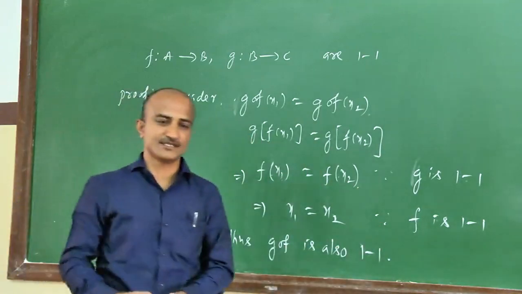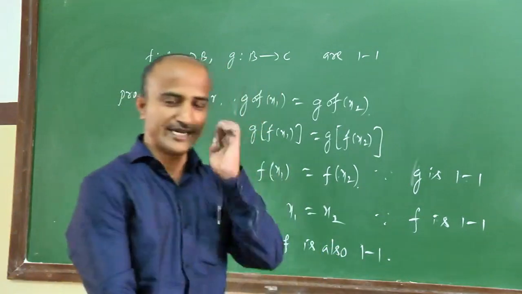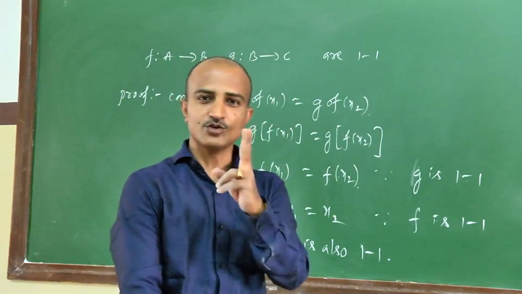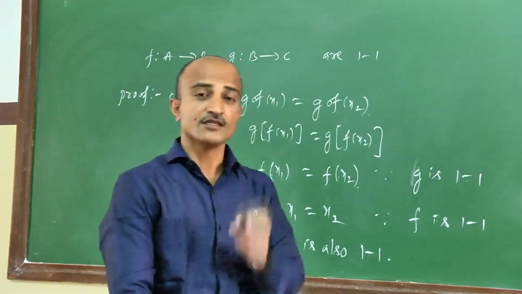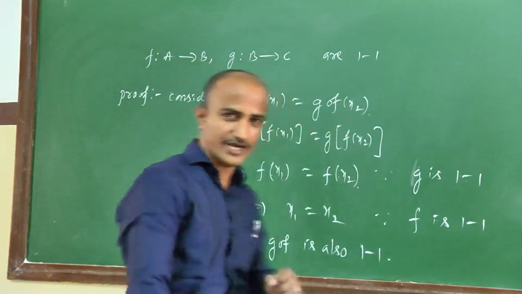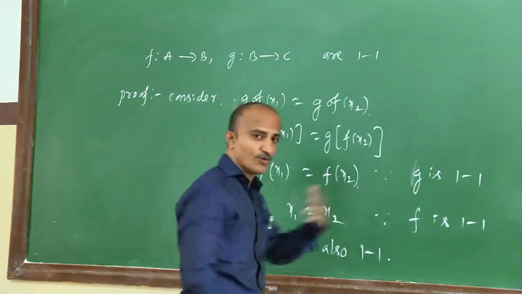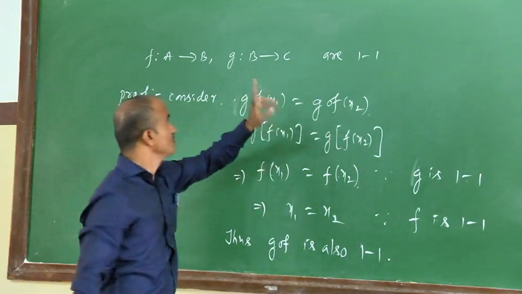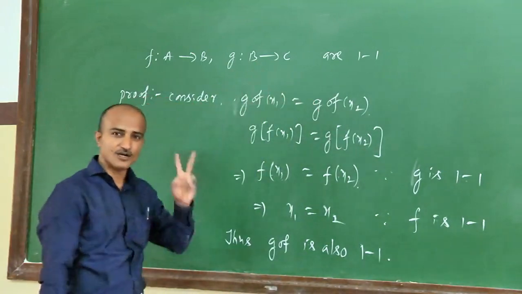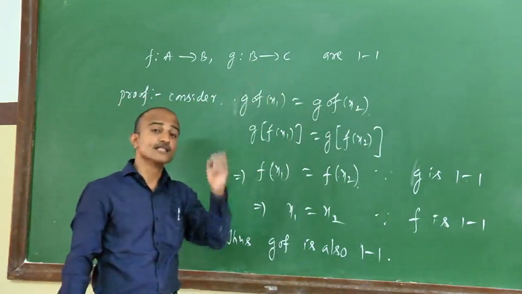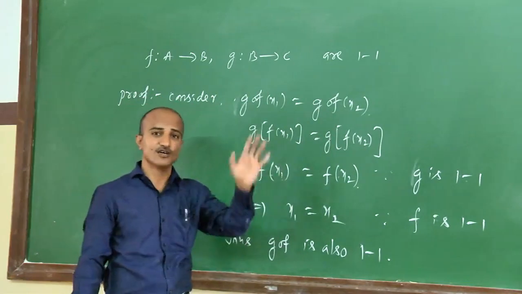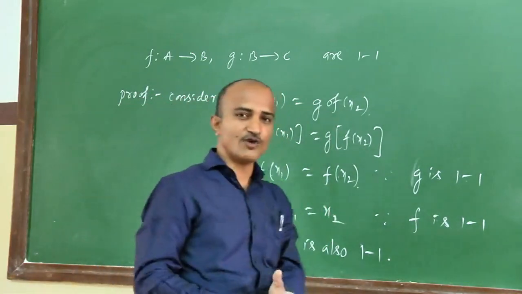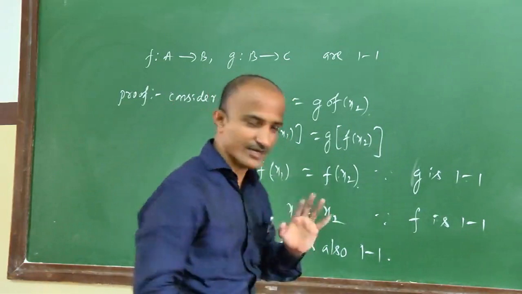So in examination, they will ask for 2 marks: show that if f from A to B and g from B to C are two 1 to 1 functions, then gof is also 1 to 1. Now we shall discuss one more property of the composite function. If f and g are 2 onto functions, then their composition gof is also onto. For onto, we need to show what? Where range is equal to codomain, right?